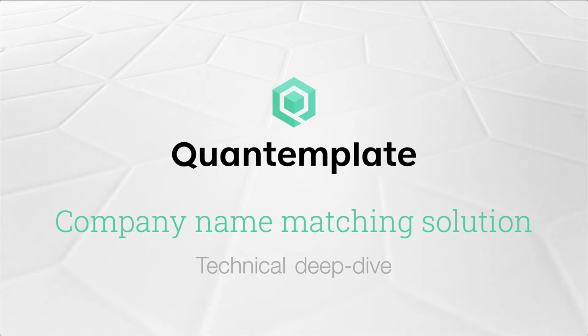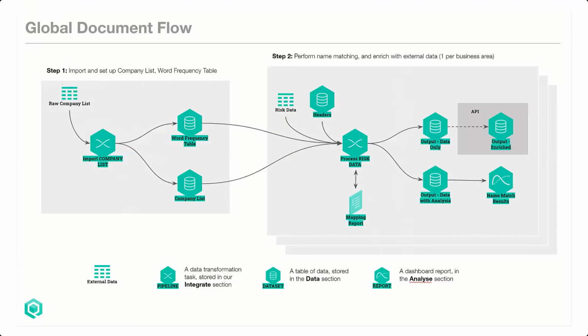Today I want to run you through the name matching solution. We are trying to match insured names to a reference list. That reference list is the Capital IQ list of companies. Generally, what it's doing is matching insured names to the reference list.